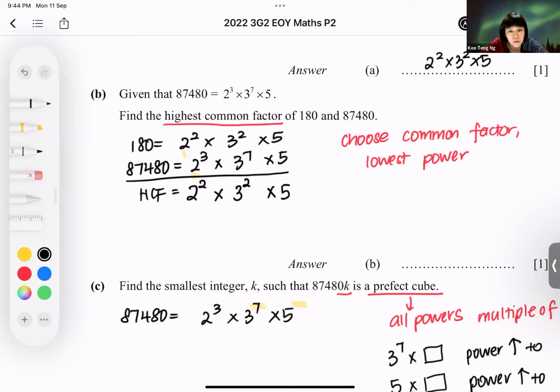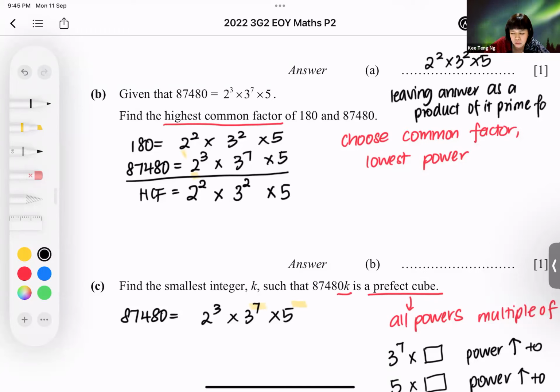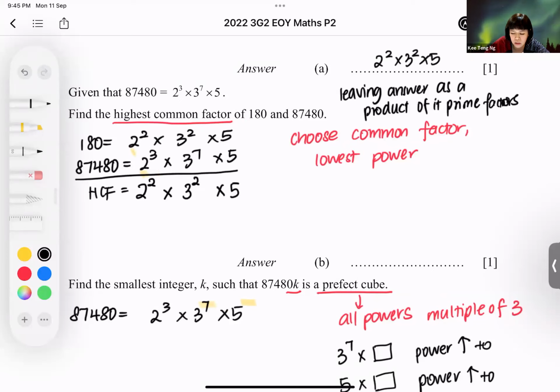Now, in this part of the answers, please read the question carefully. If the question says, leaving answer as a product of its prime factors, then you leave this as the answer. But the question did not say leave your answer as a product of prime factors.